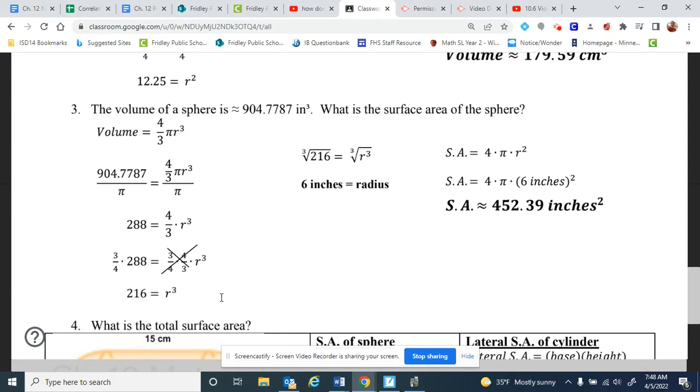So we could think like 2 times 2 times 2, that would be 8. 3 times 3 times 3, 27. Getting closer, 4 times 4 times 4, 64. And it ends up being 6. 6 times 6 times 6. 6 times 6 is 36. And then 36 times 6 is 216.